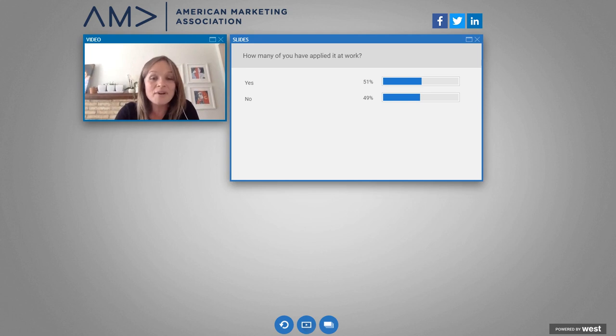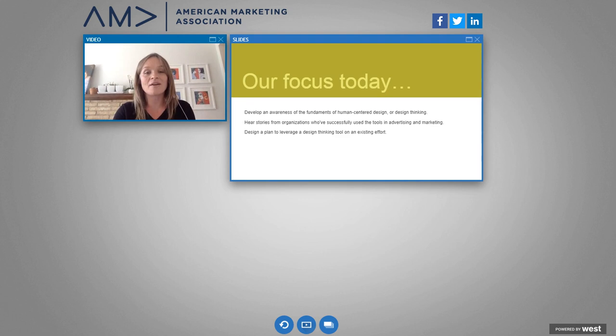So our focus today is going to be really high level. We are really going to look at what is design thinking or human-centered design, and what are the fundamental elements of it. Also, we're going to talk through those fundamental elements by sharing stories and showing you how other organizations have used human-centered design, both for experience design as well as for marketing and advertising campaigns. And then lastly, we're actually going to help you put a plan in place.